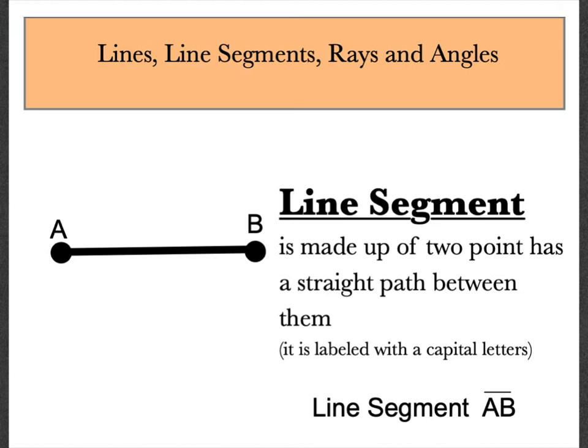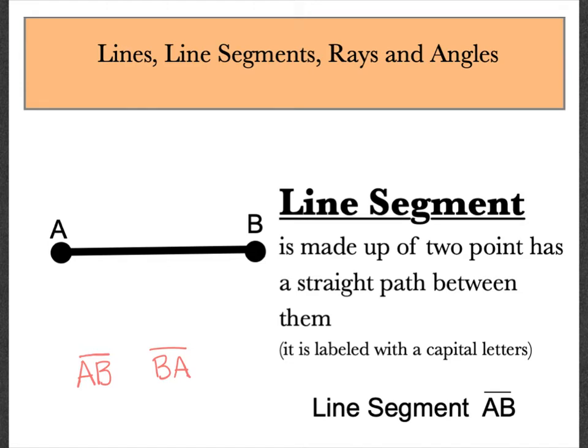And the way that we indicate that, or the way that we write that, is we write the 2 capital letters of the points, so AB, and then we put a little mini line segment above it. So that would be line segment AB, and this would be the way to write line segment BA. So we put a little mini line segment above it.